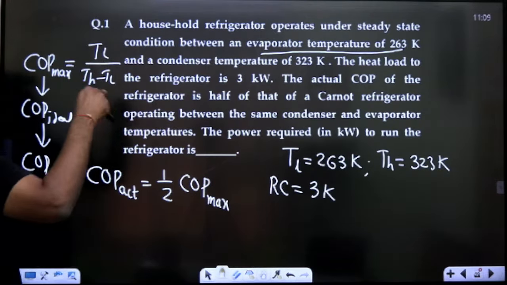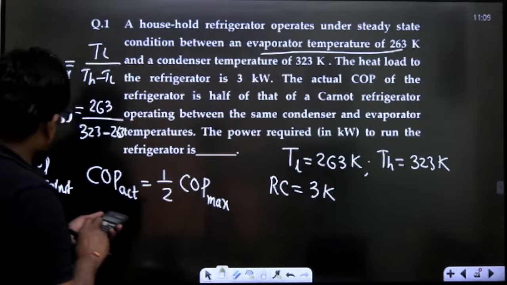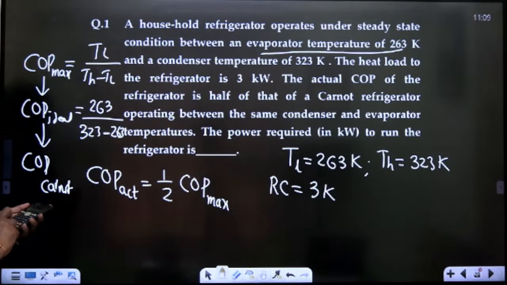It is 200. Keep your calculators ready. And what is the higher temperature? 323. And what is the lower temperature? 263. Can you give me the value of COP? Quickly, say it. 263 divided by 323 minus 263. What is the value of COP? I think you are getting the COP as 4 point.